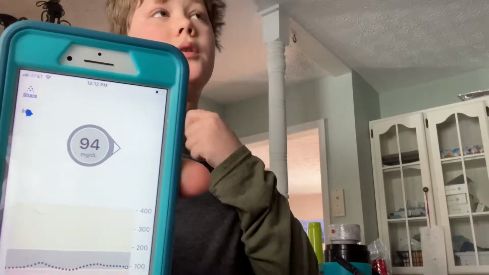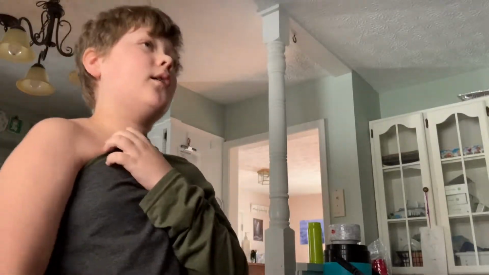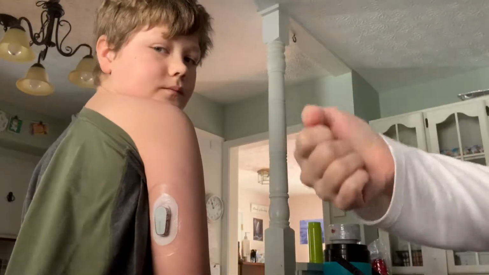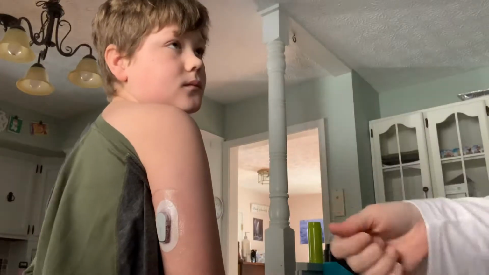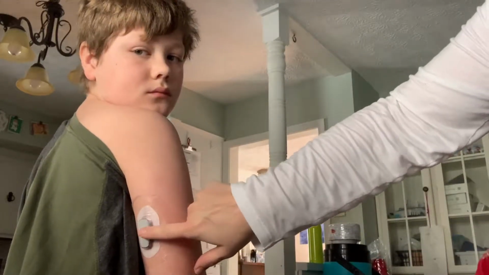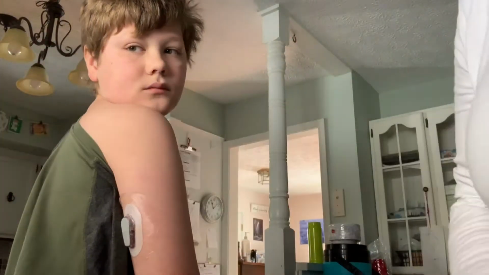It checks his blood sugar every 5 minutes. Two other people have it. Brooklyn has it on right now. Her mom told me. So instead of pricking his finger and getting a drop of blood and checking it, this tests his blood every 5 minutes and sends it to his phone.